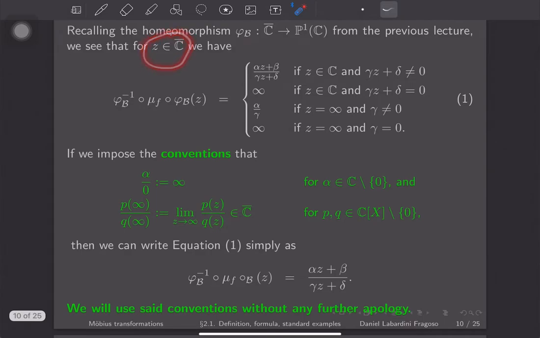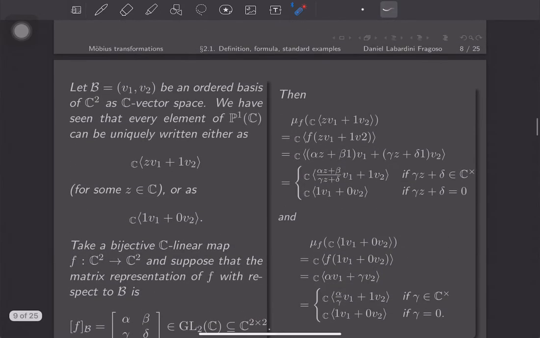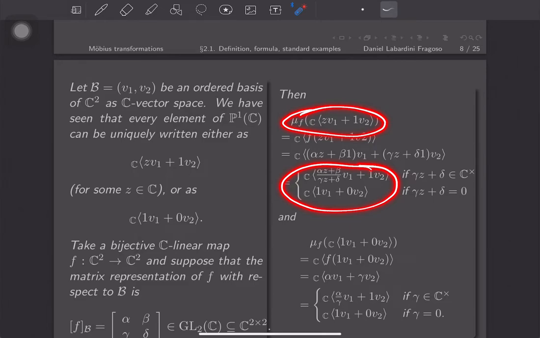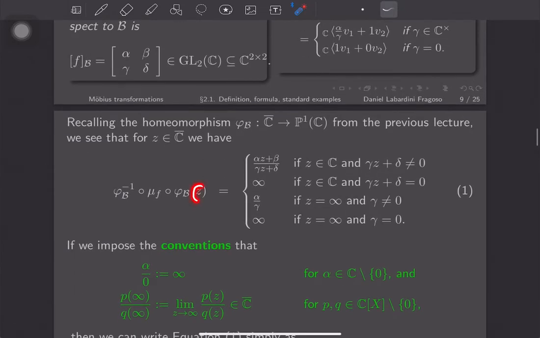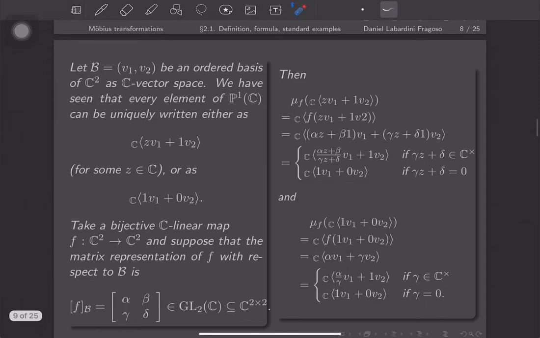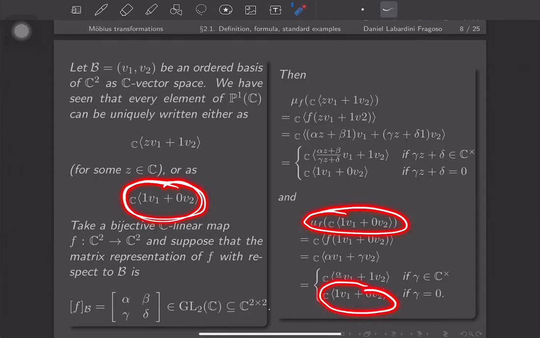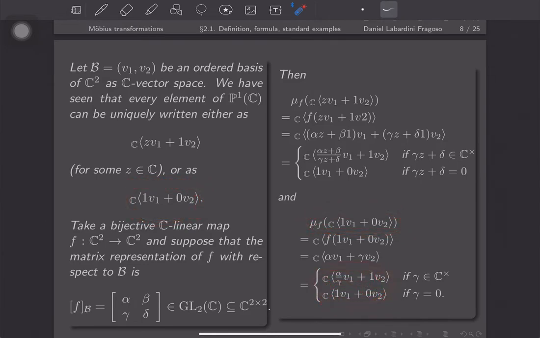What I mean is the following. Take z in C bar. If z is not infinity, that is, if z is a complex number, which vector subspace corresponds to it under this homeomorphism? Well, this one. And in this one, we have computed and obtained this, depending on two possible cases. Whereas if z is infinity, which one-dimensional vector subspace corresponds to it with respect to the basis? Well, this one. And in this one, we have performed the computation. And so this is what you are seeing here.